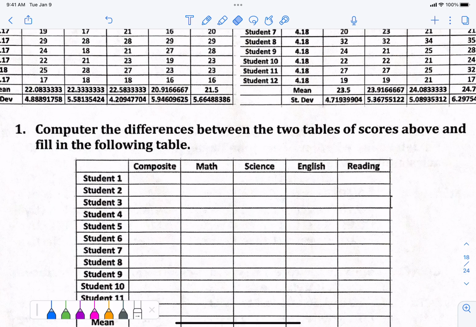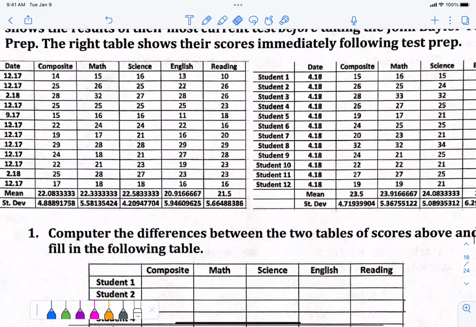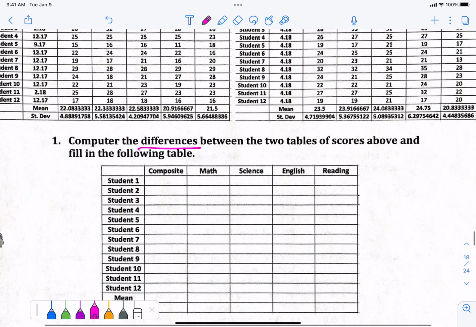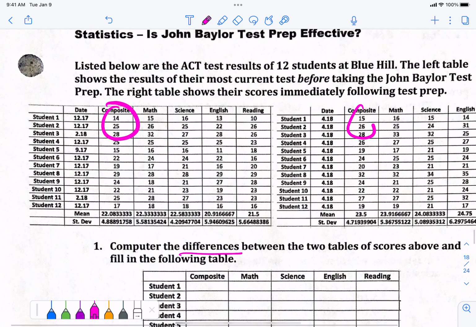All right, so compute the differences between the two tables of scores above and fill in the following table. What we're going to do is find the differences, which means we're going to subtract. We're going to do this part together, okay? We need to subtract some stuff. Now we've got to decide which direction we're going to subtract. So are we doing the first minus the second, or the second one minus the first one? Which one would be the better one to do? Why the second one minus the first one?